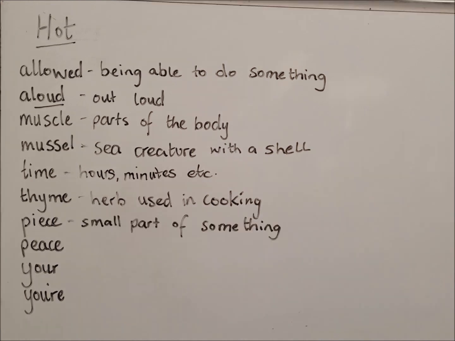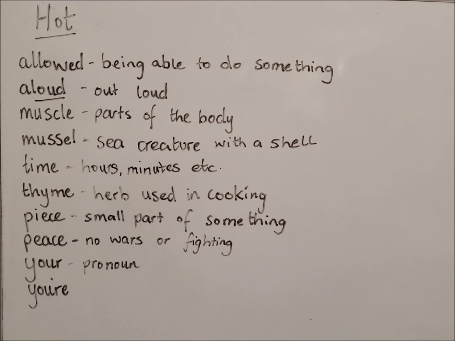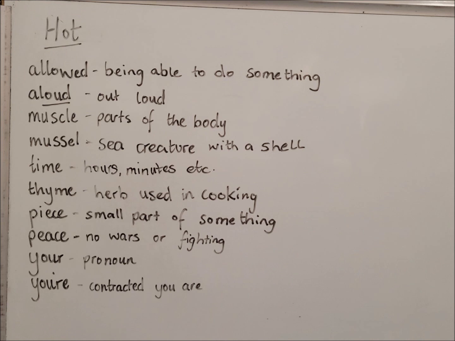We now have piece and peace. The first piece is a small part of something, a piece of cake, a piece of paper. That would be the spelling we use for those. And the second peace means no wars, no fighting, everything is good. And then we have year and yeah, which we've already gone over. So the first your is the pronoun, and the second you're is the contracted you are.